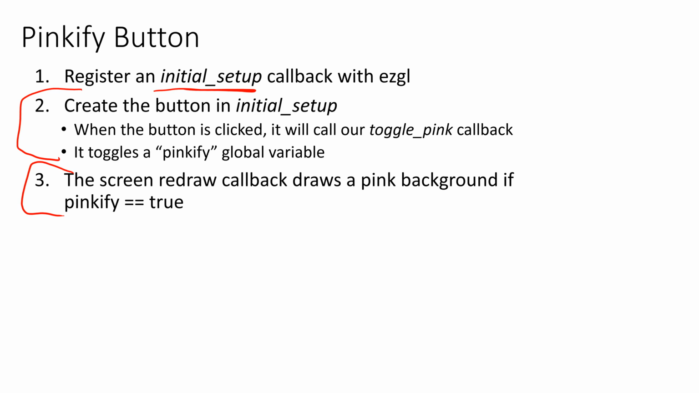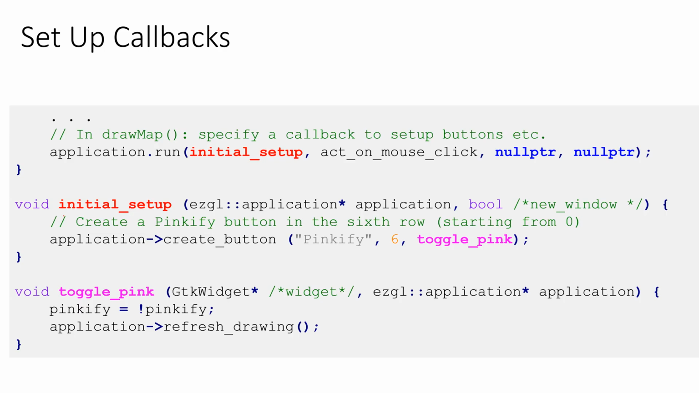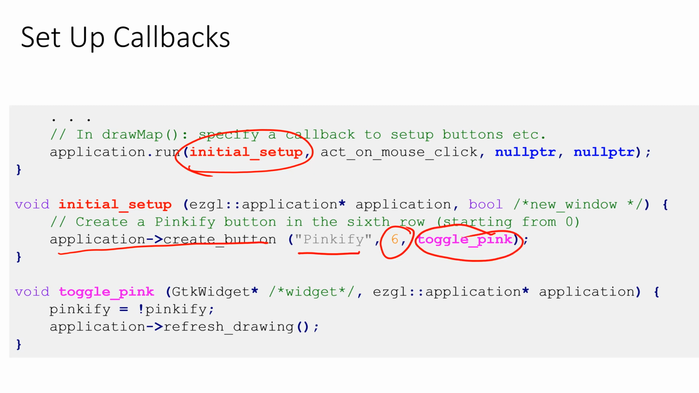I have to think in terms of callbacks, right? I'm kind of registering what happens when various things happen. So I set up my callbacks. Basically I'm passing in one more thing to application run, this initial setup routine. In that initial setup routine, I'm calling a function called create button that ece297 provides. I give it a name. I say which row I want it to be in that menu area. And I give it the name of a function that should be called whenever it's clicked on. And then I have to actually write that function.